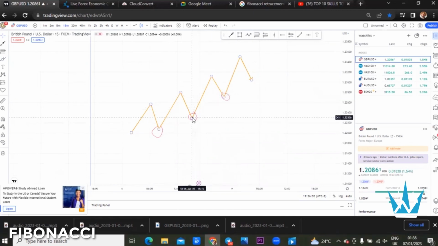So the question is, if you're supposed to buy in all these points, how do you know when this retracement is over? Because in the real market, sometimes it retraces like this, sometimes it retraces like this, sometimes it retraces like this. So when should you buy? When is the right time to take a buy?